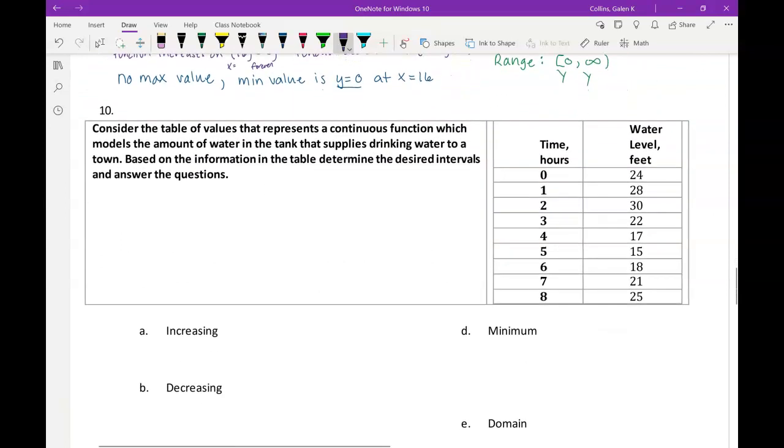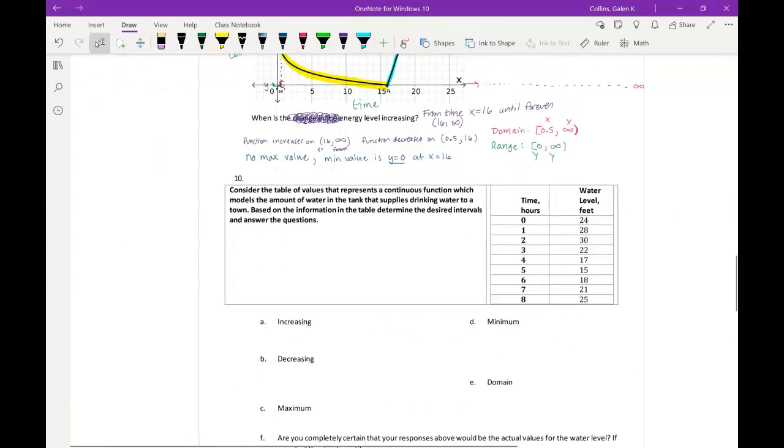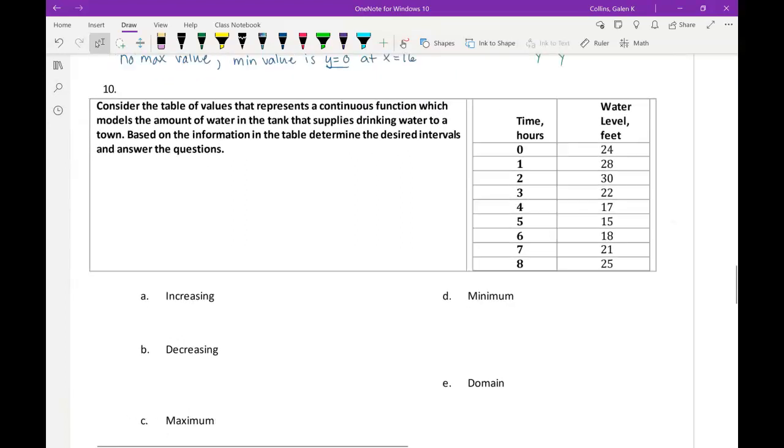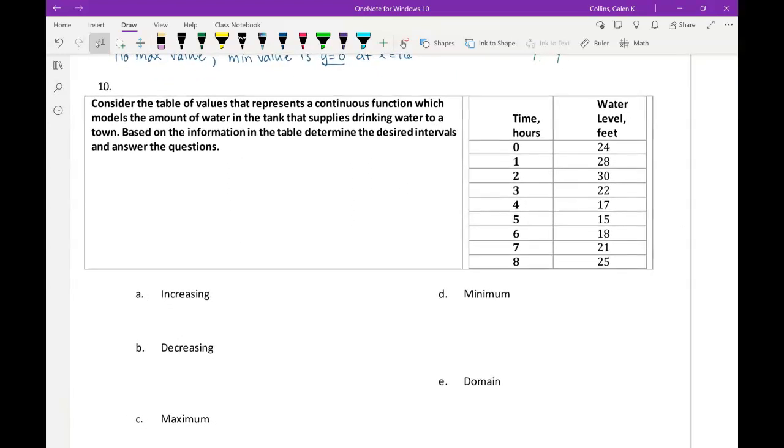All right, and then we got one more question. This one's a little bit different. Consider the table of values that represent a continuous function which models the amount of water in the tank that supplies drinking water to a town. That's a lot of words. Based on the information in the table, determine the desired intervals and answer the question. All right, so again, I'm going to read this one more time. We said this is a table of values that represents a continuous function.